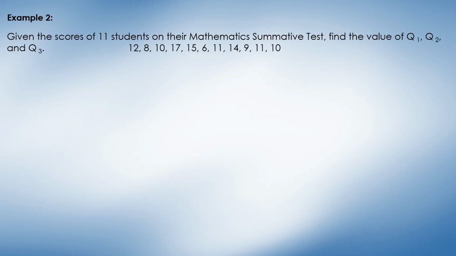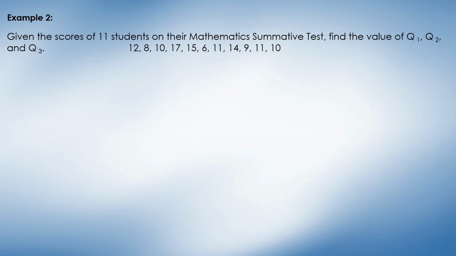Let us now move on to our example number 2. Given the scores of 11 students on their mathematics summative test, find the value of the first quartile, second quartile, and third quartile. So these are their scores. We have 12, 8, 10, 17, 15, 6, 11, 14, 9, 11, and 10.